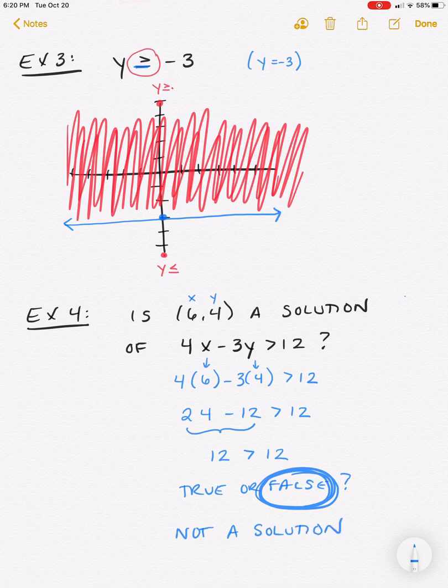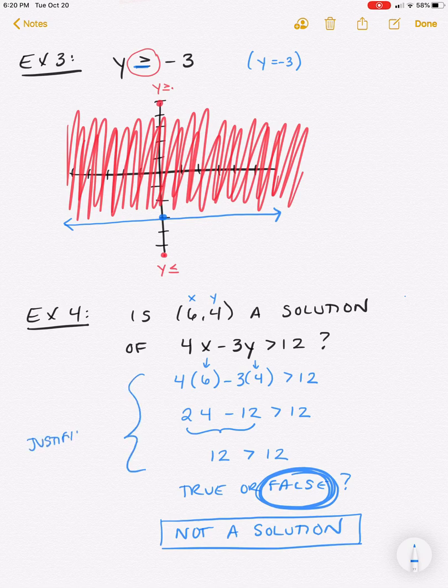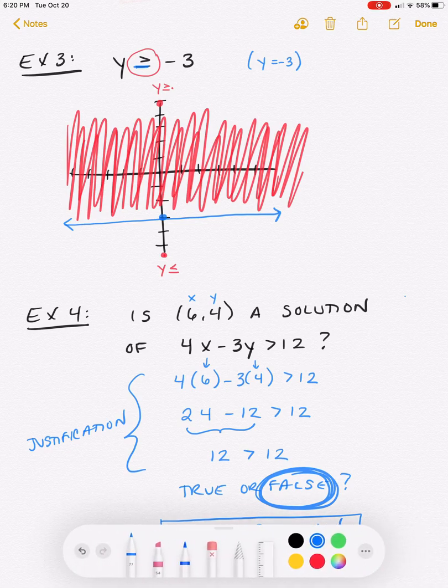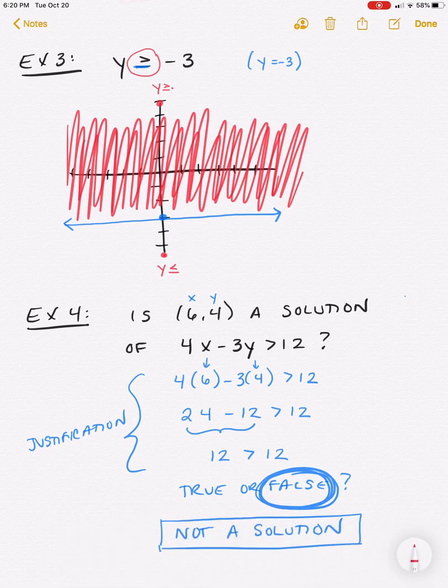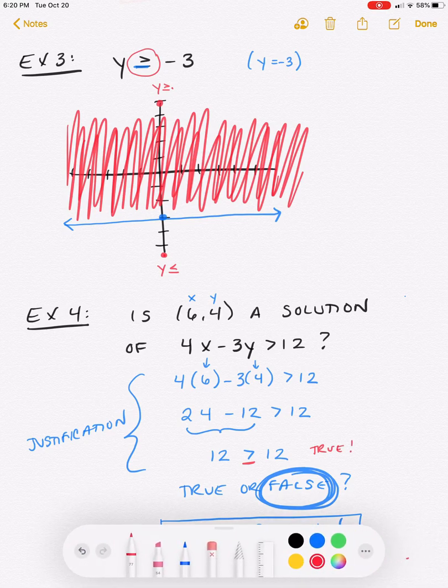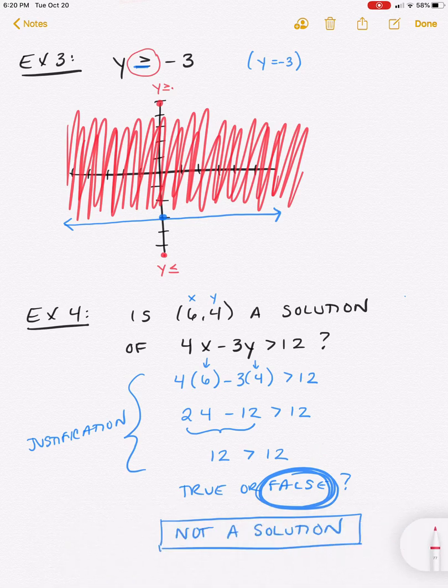And so when you are asked to justify or show work, this right here, your work of plugging it in, is your justification. This is how you show work. Your answer is not a solution. Okay, so just as a final thought, how could I change this inequality to make it true? If I had said greater than or equal to, now that would be a true statement. I just wanted to throw that in there. I'm going to get rid of this and leave my answer as being false.